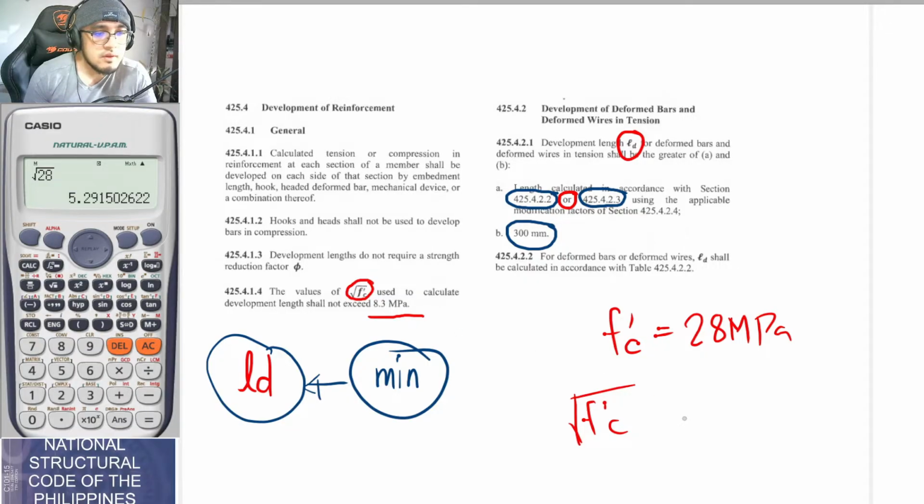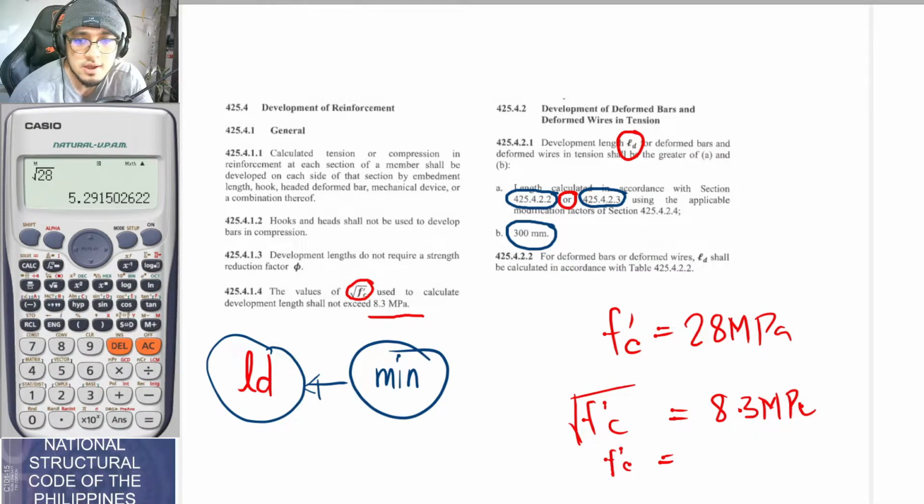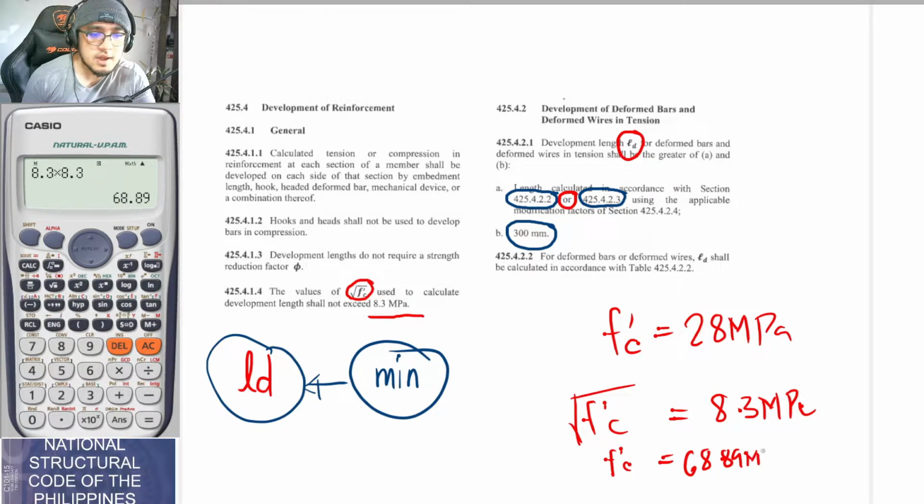If the limit is to be 8.3 megapascal, so solving for f'c. By the way, this is just a segue, so it is not included in the problem. I'm just explaining things. So 8.3 squared is 68.89 megapascal. What that means is that if your f'c is beyond 68.89, you will use 8.3 megapascal for your square root of f'c.